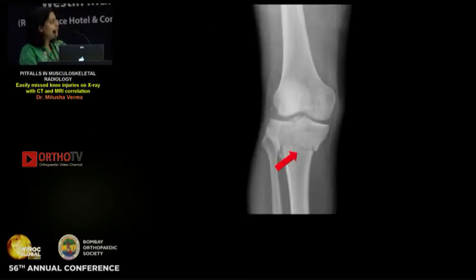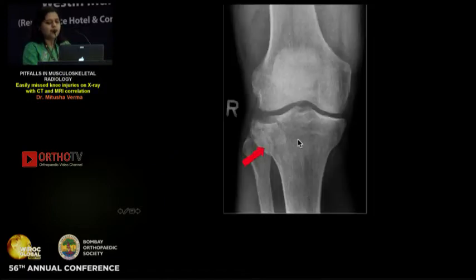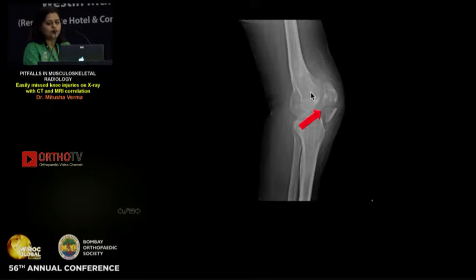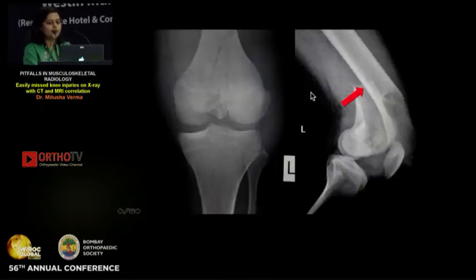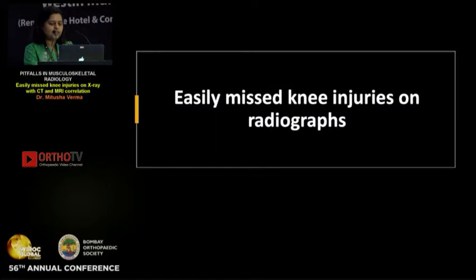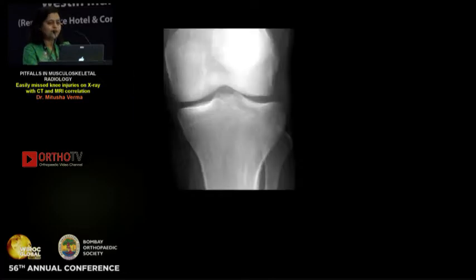So these are a few examples where everybody can pick up the abnormality. We can see the fractures, displaced fragments. Lateral views help in conditions like patella fractures, and you can go for specific views as well in certain conditions like patella fractures. Here again, big displacement and fracture fragments, so nothing great to diagnose these and nothing can be missed. But what are the cases where we easily miss knee injuries on radiographs? So let's see a few scenarios.